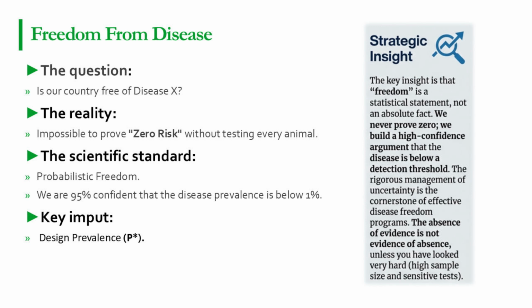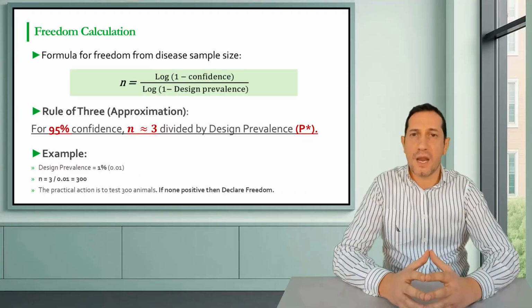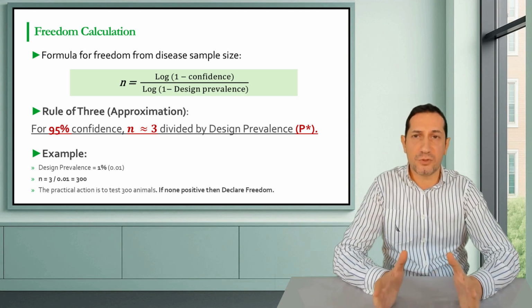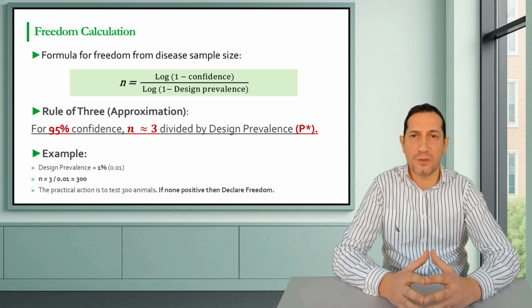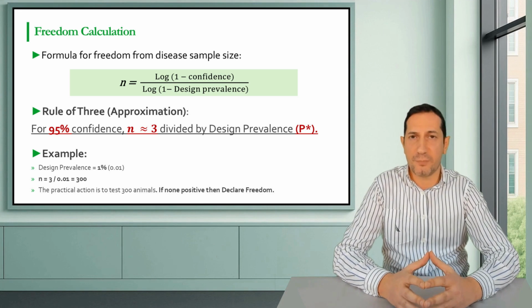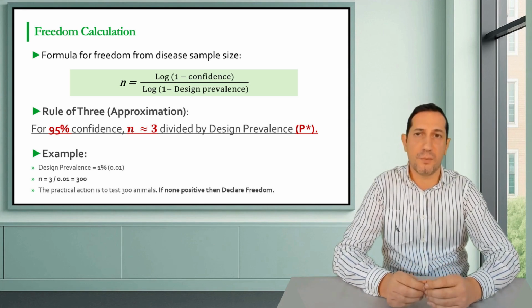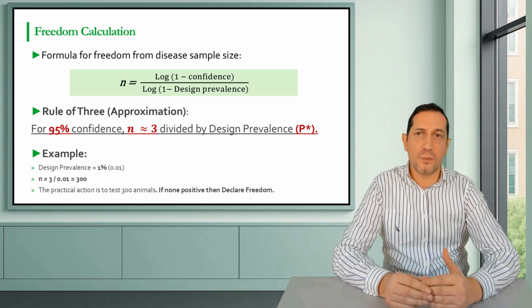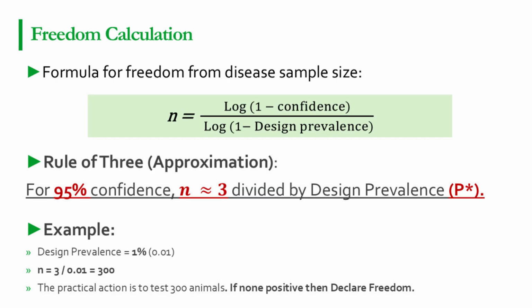If we look hard enough to find that 1% and find nothing, we certify the country as free within those statistical limits. How many animals do we need to test to claim freedom? We use the formula of the binomial detection sample size for demonstrating freedom or detecting at least one case. Here we are assuming a perfect test and independent sampling, which relies on logarithms.